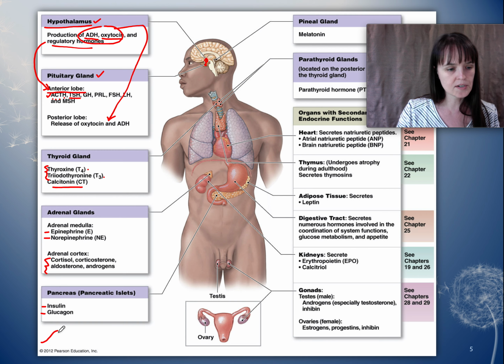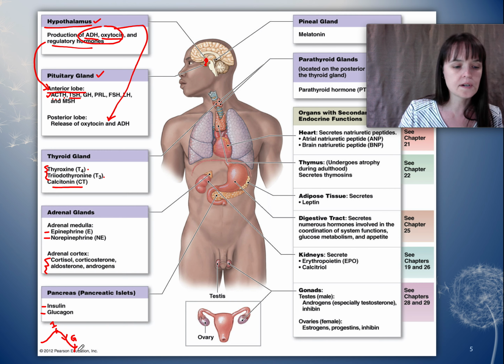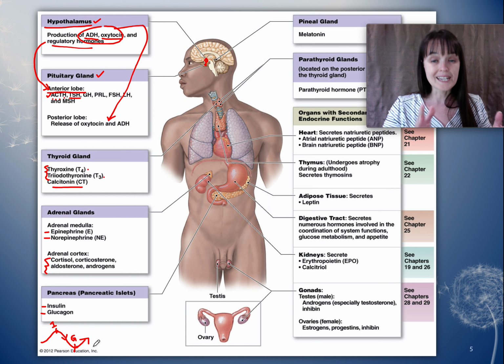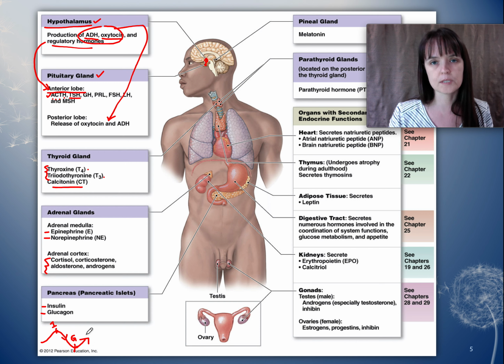So when our blood sugar is high, we will release insulin, and it will make the blood sugar go down. When the blood sugar is too low, we will release glucagon. That's a G. I have doctor's handwriting. And the glucagon makes the blood sugar go back up. So these two work together for negative feedback. They're antagonists, but they work together.